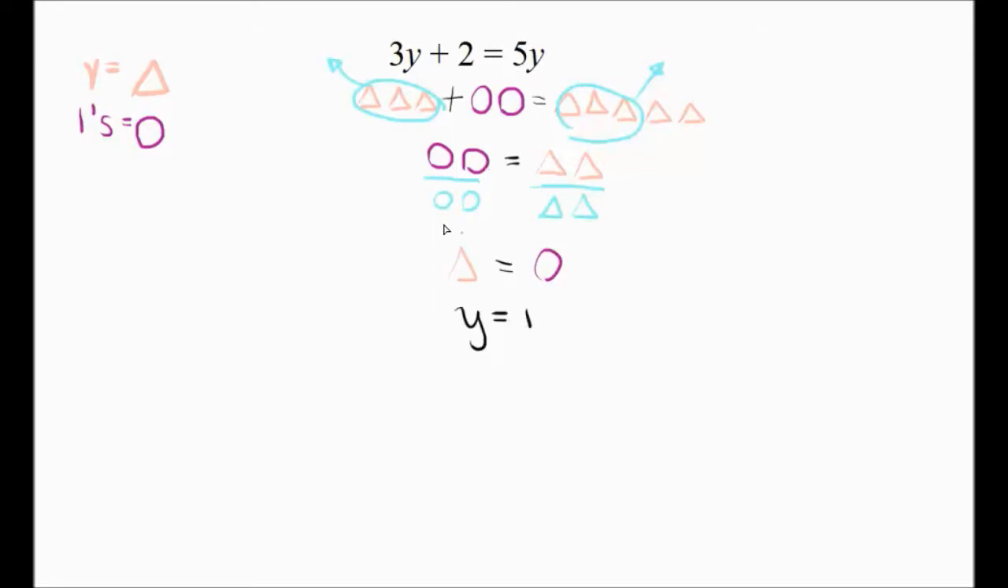Now, if you don't believe it, you can substitute the value of the variable into the equation and check it. So 3y is 3 times 1. 3 plus 2 is 5. 5 equals 5 times 1, which is 5. So therefore, y equals 1 is a solution of the equation. So I am going to highlight this answer, and this is the final answer, y is equal to 1, for this equation with variables on both sides.